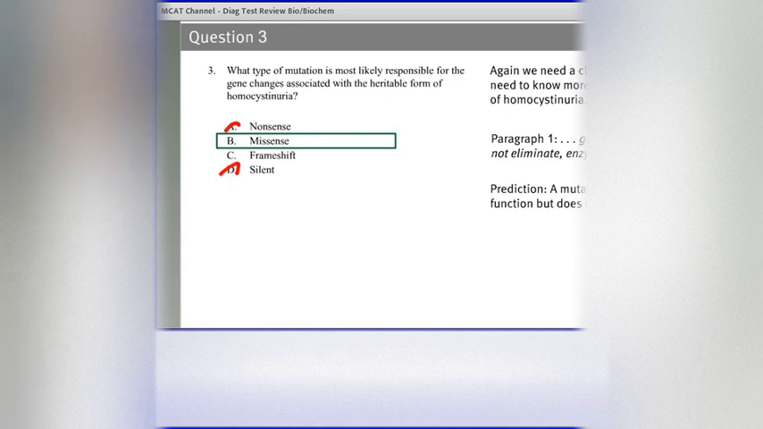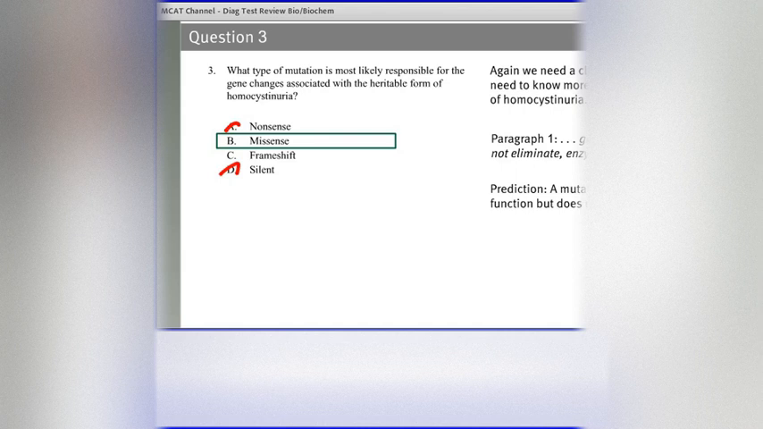Now, to be clear, the other reason that frame shift is wrong is because it doesn't tell us what happens. For example, it could be frame shift in the first couple codons, and then that would just destroy the protein. Or it could be a frame shift in the last one or two codons, right? And if it was only a frame shift in the last one or two codons, then it could still work.